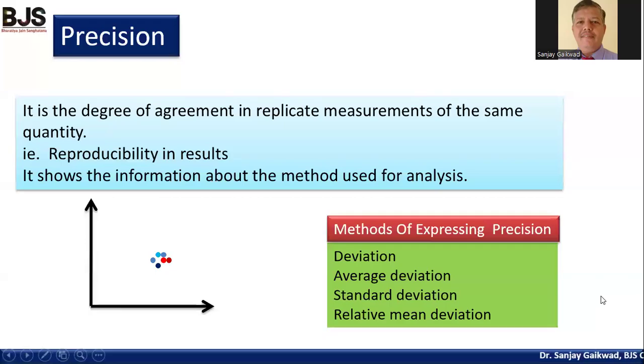Now, the second part is precision. Precision is related to the method. It is the degree of agreement between replicate measurements of the same quantity, for example, reproducibility in results. It shows information about the method used for analysis. It can be expressed in terms of deviation, average deviation, standard deviation, and relative mean deviation. Deviation is the difference between the true value and the observed value. These are the positive deviations.